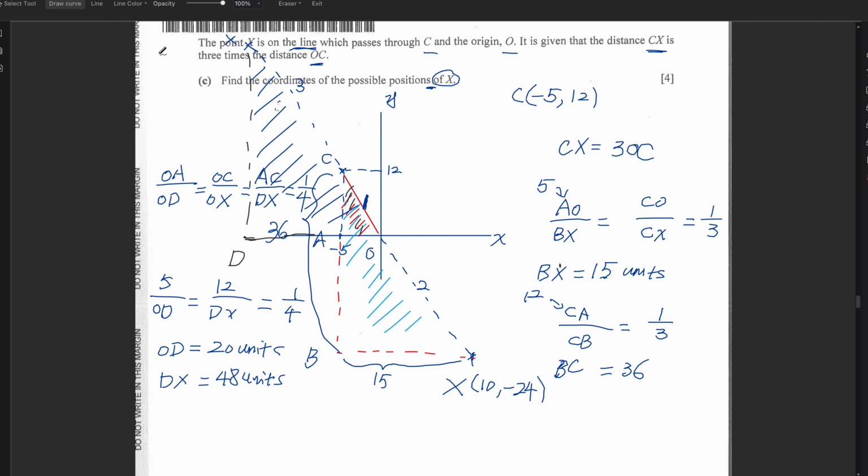Alright, so this x, you will have, let's see, dx is 48. Yep, so it's just 48. So 48 for y. And your x, because OD is 20 units, so there is a negative 20. Okay, so this point and this point are your possible coordinates of x.